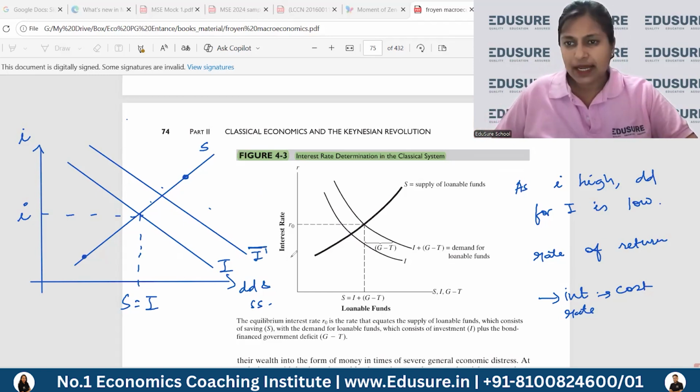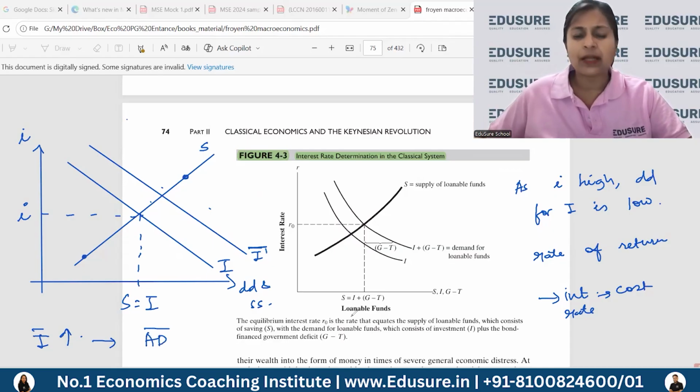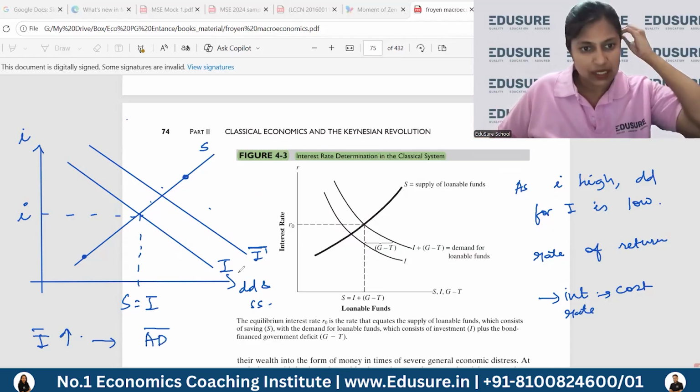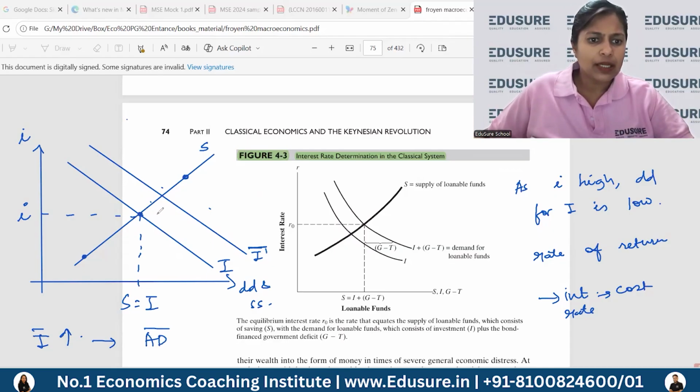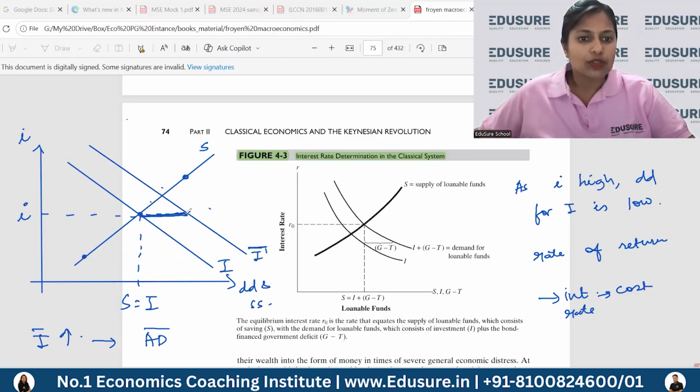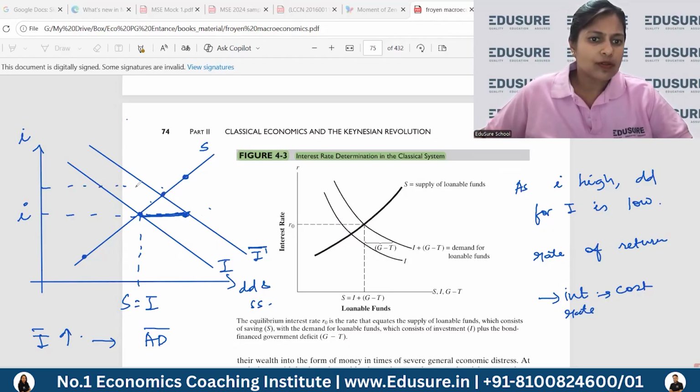So how is aggregate demand staying constant? We are going to see that. Investment demand increases, but we are saying that in the economy, aggregate demand still stays constant. So how does that happen? This is the point of increase in investment demand, right? The new equilibrium is at this value, I0 to I1. Okay, so you move from point A, let's mark point A, to point B.